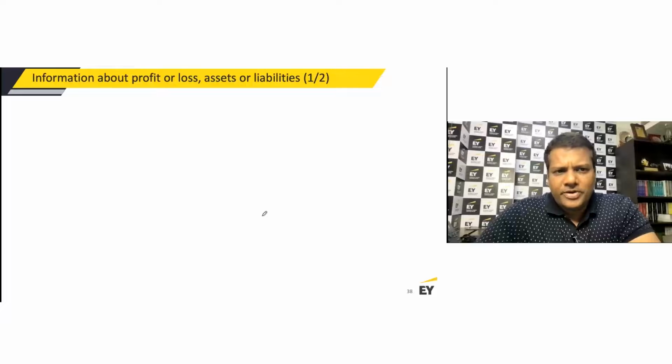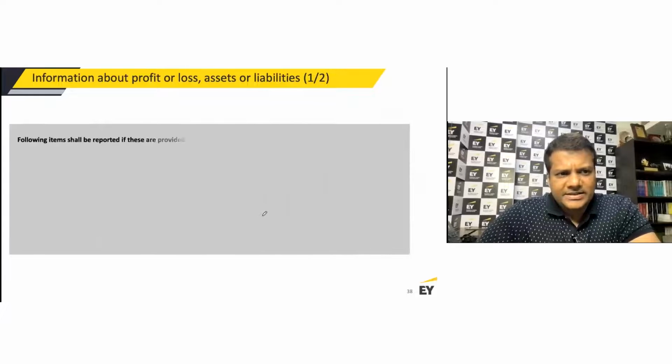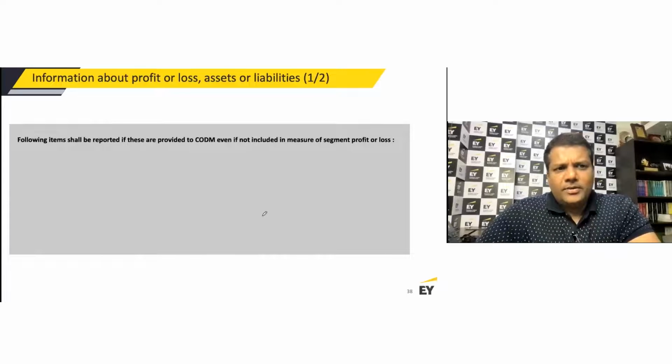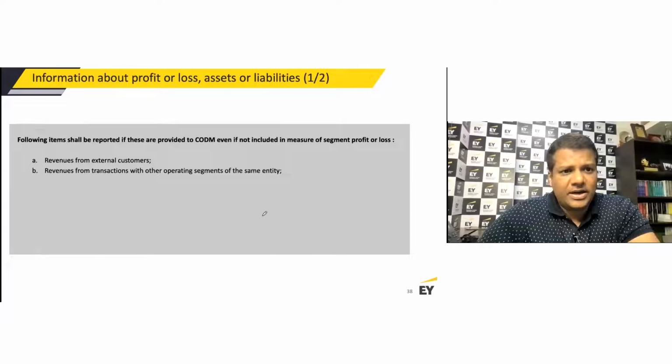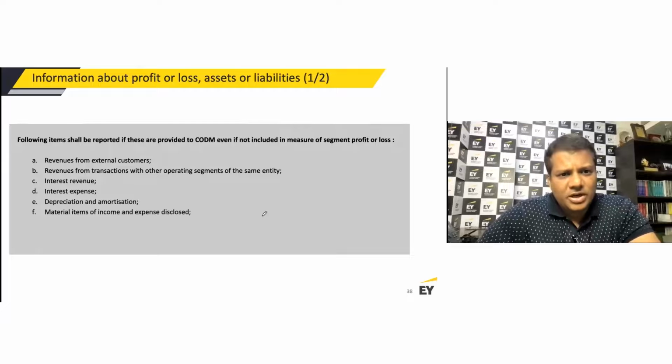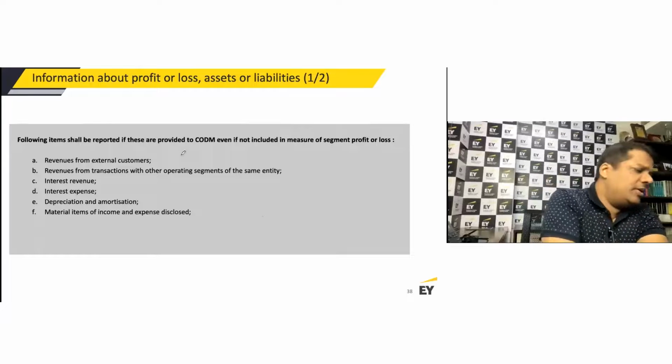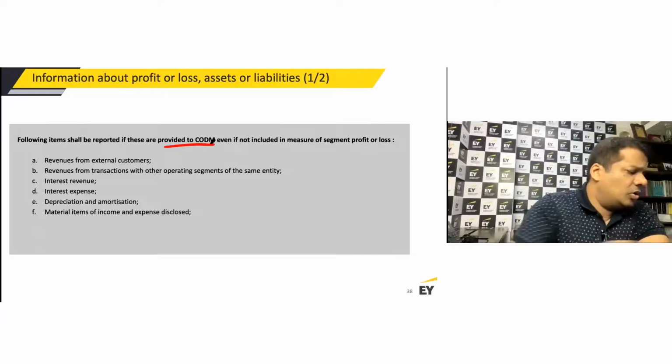Information about profit or loss, assets or liabilities. So the following again shall be reported if these are provided to CODM, even if not included in profit or loss: revenues from external customers, internal customers, right? With other operating segments, interest revenues, interest expense, depreciation, all of that, if this information is provided to CODM, right? We need to disclose.